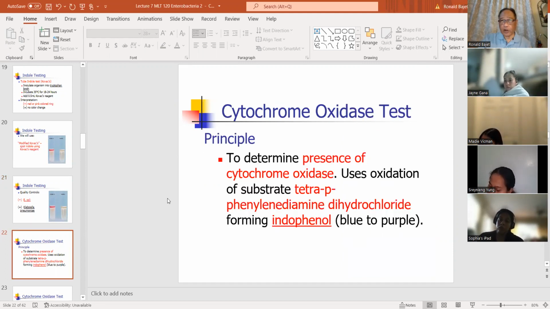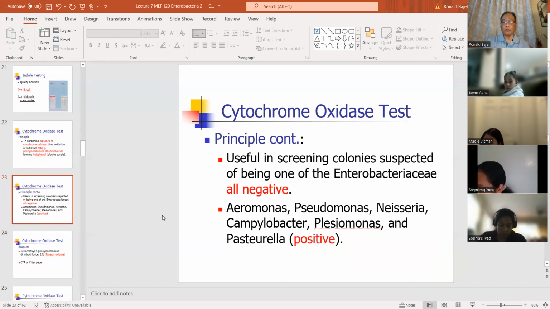Okay, oxidase. All Enterobacteriaceae are oxidase negative. This test will test for the presence of the organism having cytochrome oxidase, and the reagent is tetramethyl-p-phenylenediamine dihydrochloride, forming indophenol, which is a blue to purple color. But I'm not going to make you repeat it, say it, or spell it out. But it's tetramethyl-p-phenylenediamine dihydrochloride. So, like I said, all Enterobacteriaceae are negative.